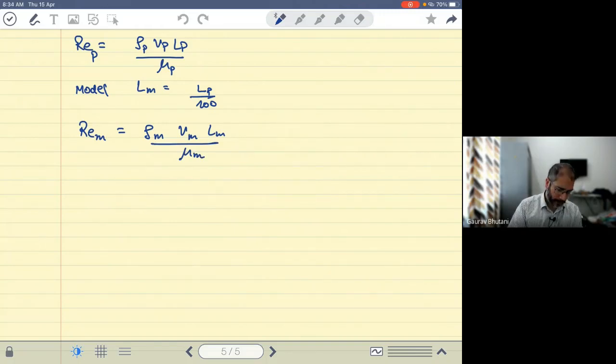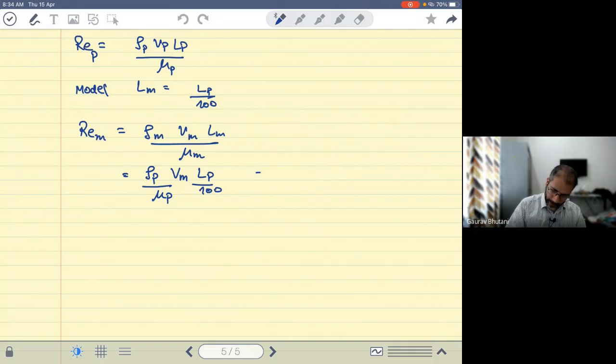So let's calculate it. Let us say that I end up choosing the same fluid. So the density of the model is the same as the density of the prototype. So we use air again in this case. Velocity of the model is still not known. We don't know how fast we should let the fluid flow. L model is LP upon 100, and then we have mu model equal to mu prototype.